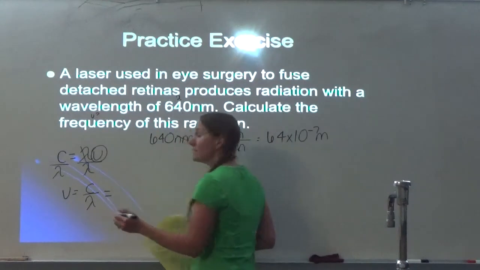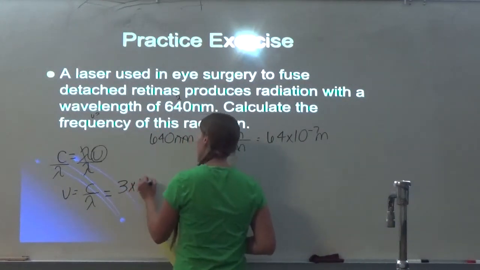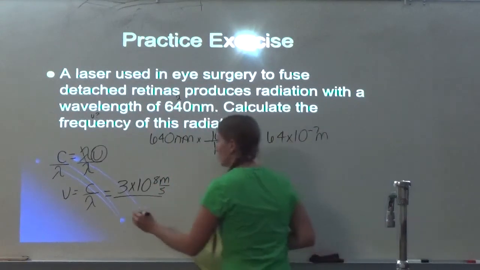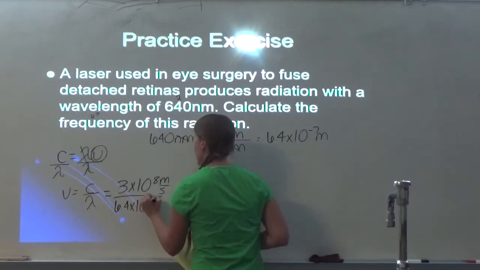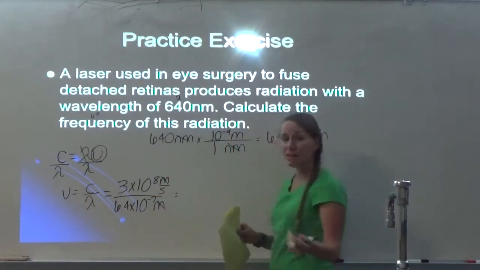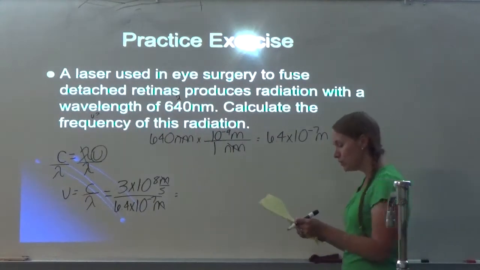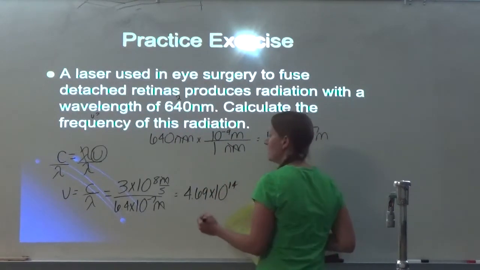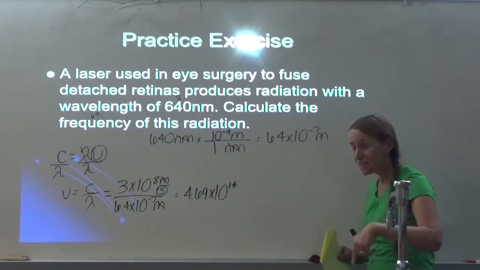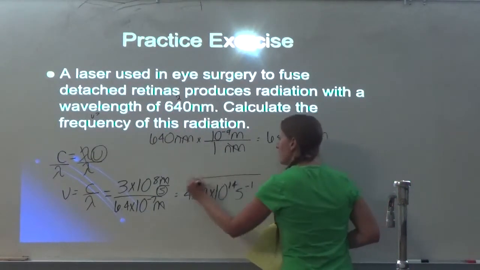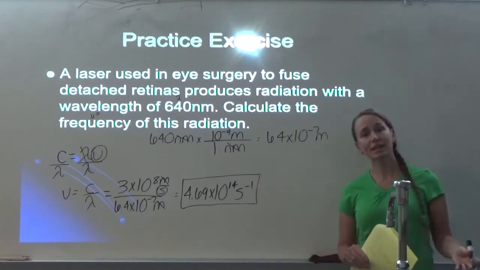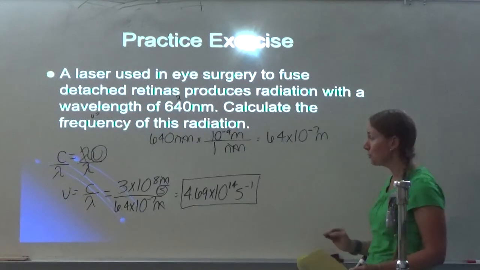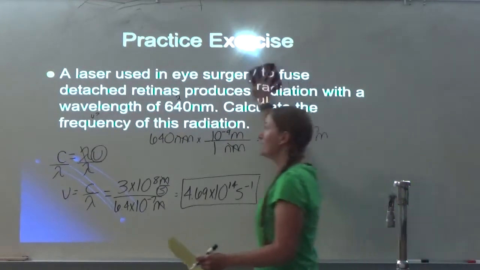Okay, so c is constant, speed of light, 3 times 10 to the 8 meters per second. Lambda is my wavelength, which we determined was 6.4 times 10 to the negative 7 meters. So again, my meters is going to cancel. All right, and once you do that, you should end up getting 4.69 times 10 to the 14. And remember, we're left with seconds, but it's in the denominator. So I'm going to put seconds to the negative 1. You could put 1 over second, or you could put hertz. Any of those is fine. But remember, just seconds is not appropriate for a unit of frequency. All right, so hopefully you got that one right.